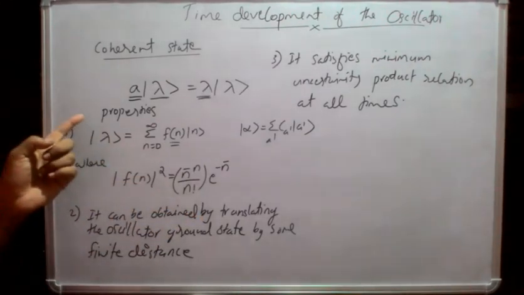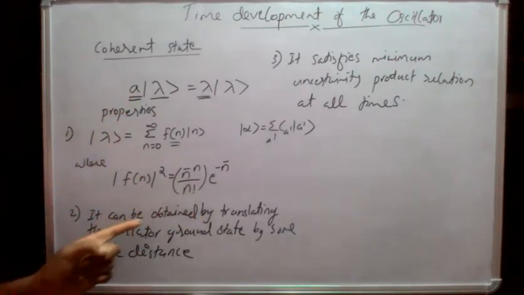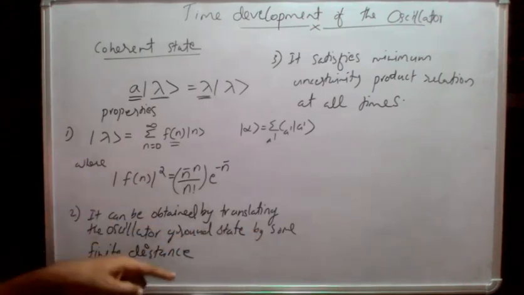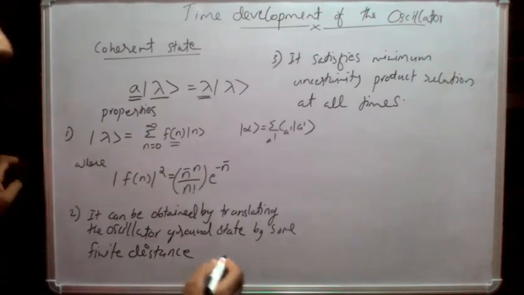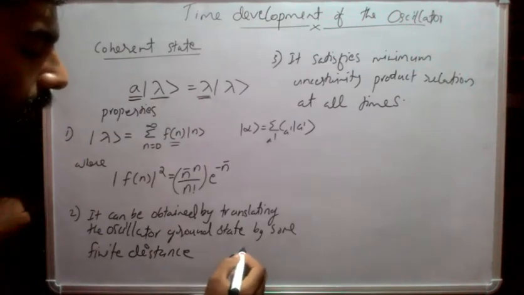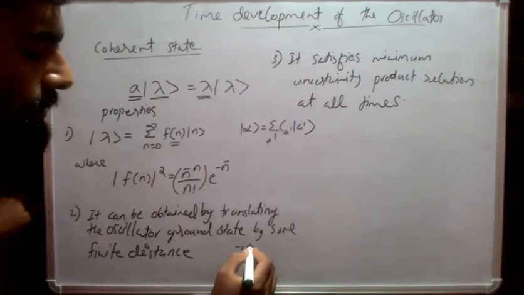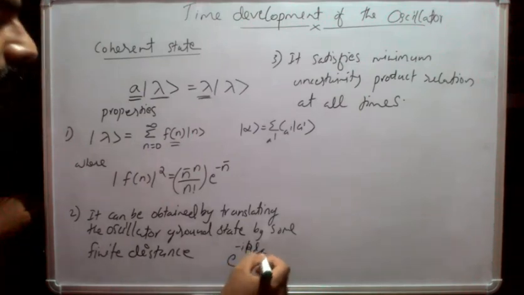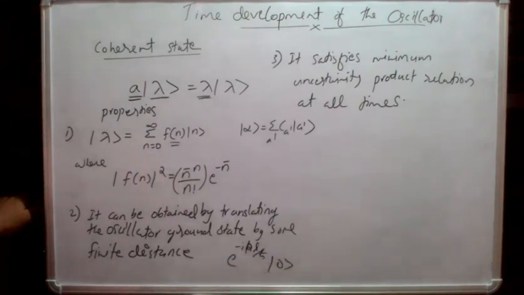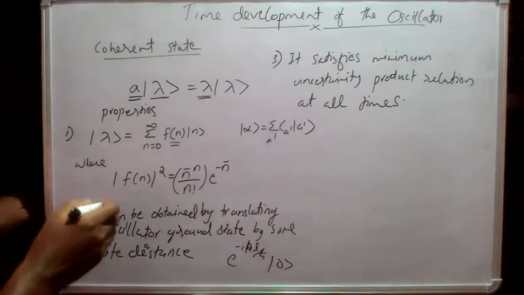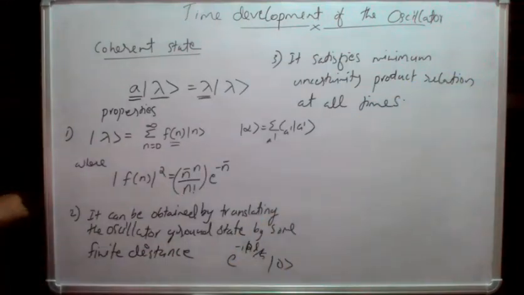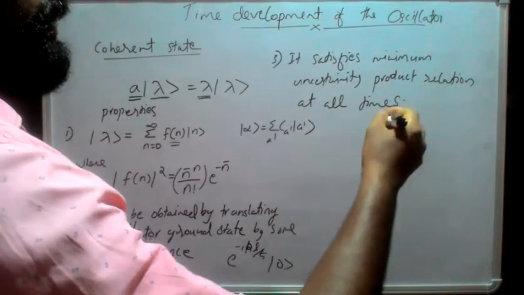The coherent state can be obtained by translating the oscillator ground state by some finite distance, as we said, with the finite translation operator e raised to minus iPL over h cross on the ground state. That's the second property. And the third property is that it satisfies the minimum uncertainty relation at all times.